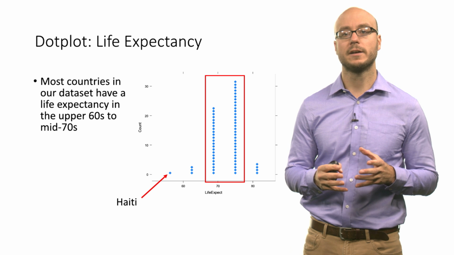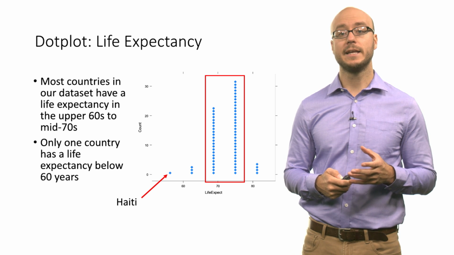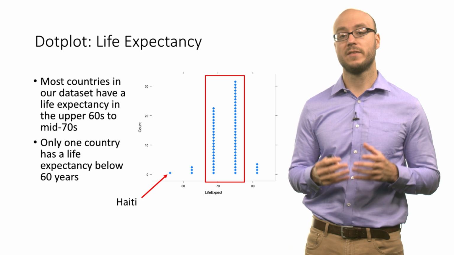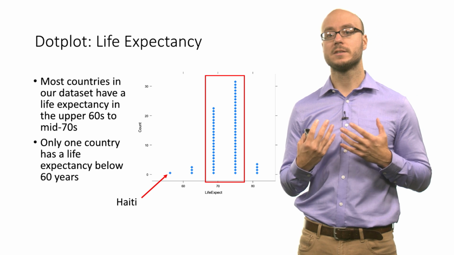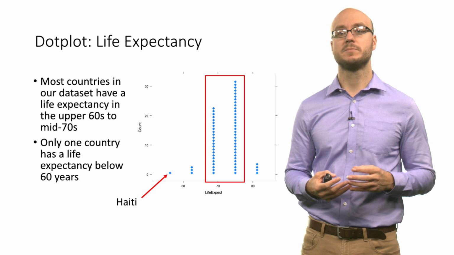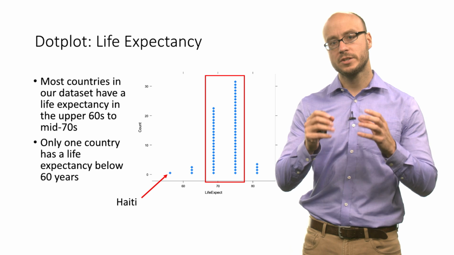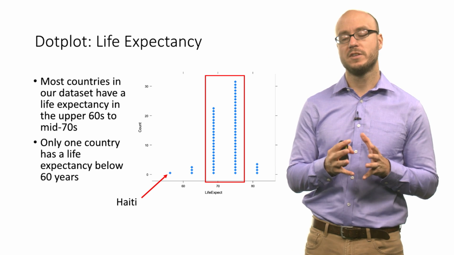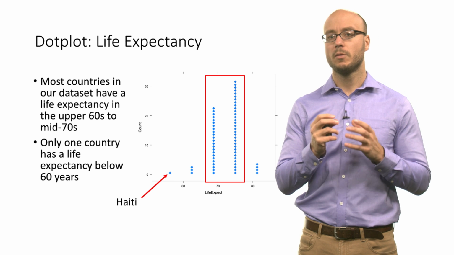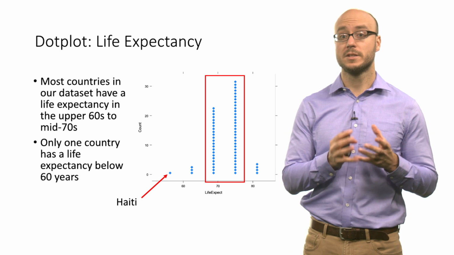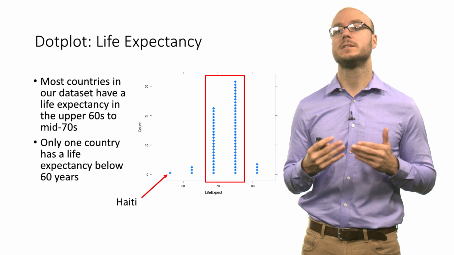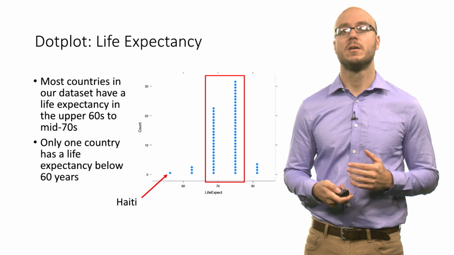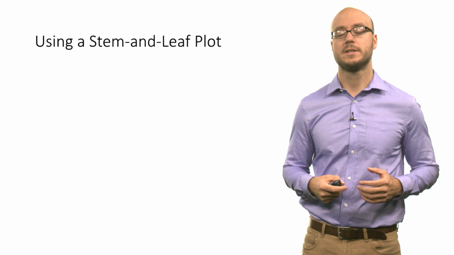But we do have this outlier. This outlier here is Haiti. It's a bit lower than average in terms of life expectancy. In fact, it's the only country in our set of countries to have a life expectancy below 60 years. So you can see a dot plot can be quite useful for understanding the center part of a distribution, the spread, but also whether or not there are outliers. In this case, in our data set, Haiti seems to be an outlier. It's an extreme value. It has a lower life expectancy than most of the other countries in our data set.